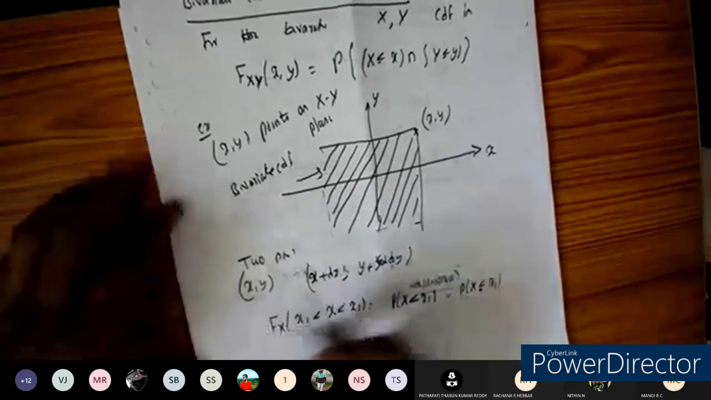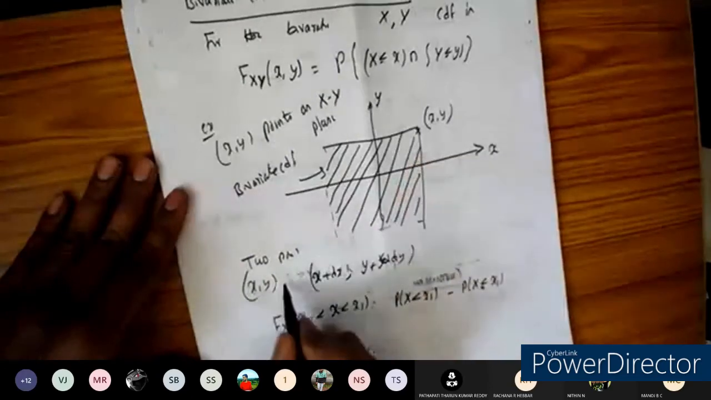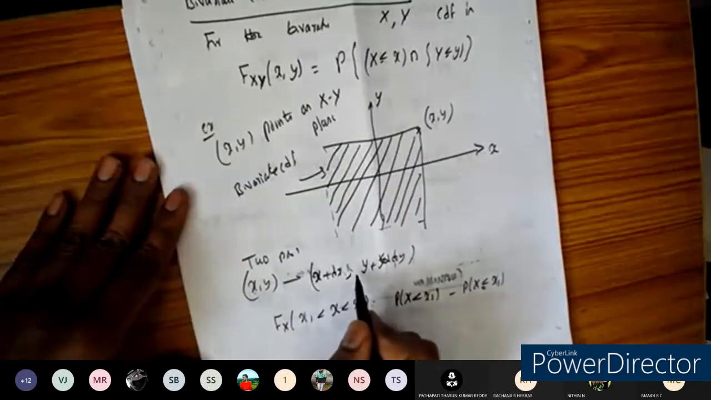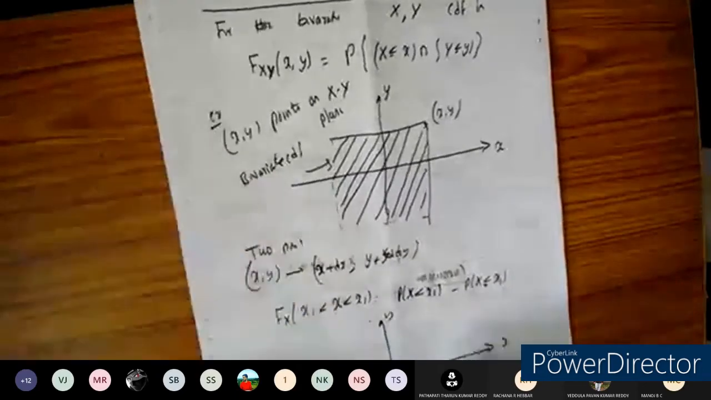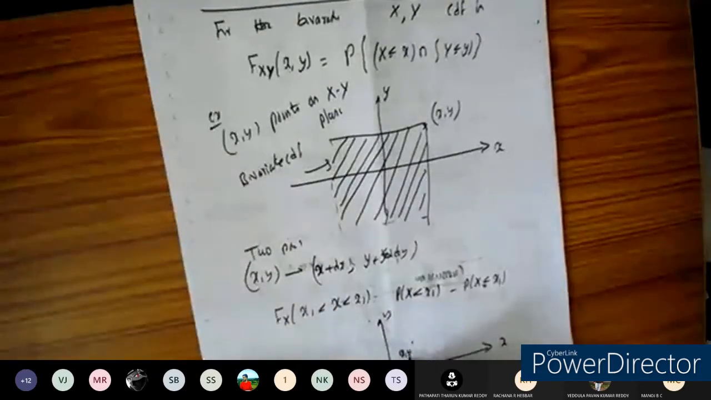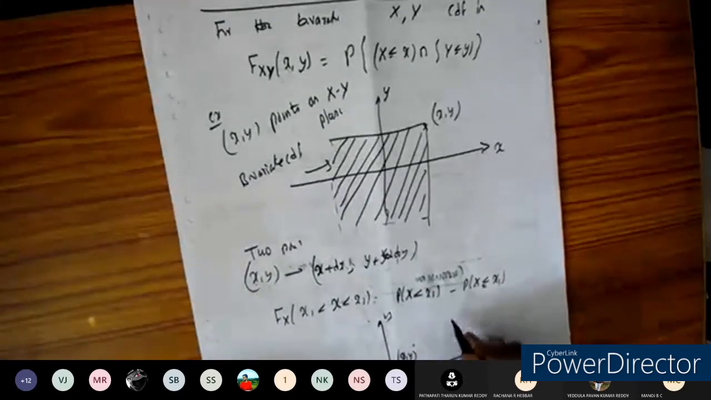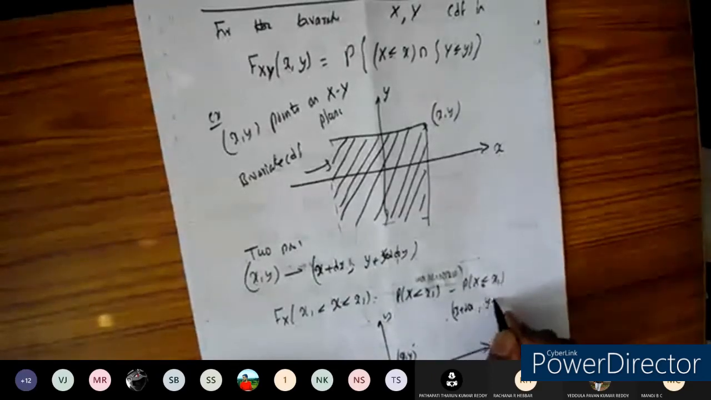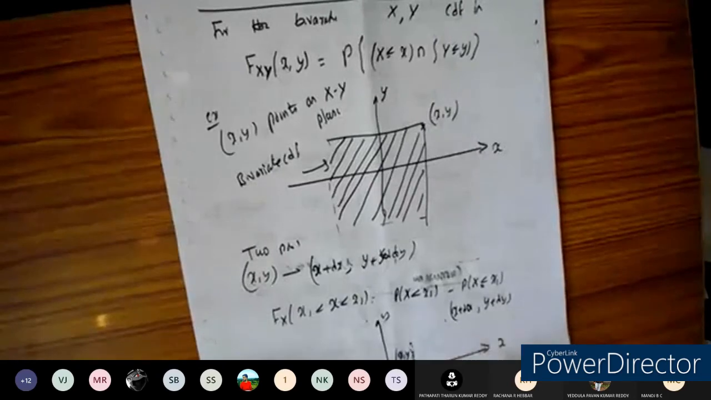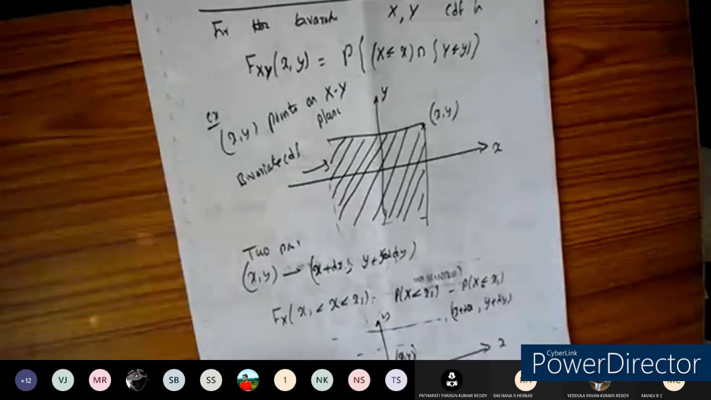Now I'm going to consider another example, which lies between x comma y and x plus dx, y plus dy. I'm going to consider the same xy plane. On the xy plane, I'm going to consider one point, x comma y, and another point, x plus dx and y plus dy, where dx and dy are small quantities. I'm going to consider the area lying between them. This is also considered an example of the CDF.